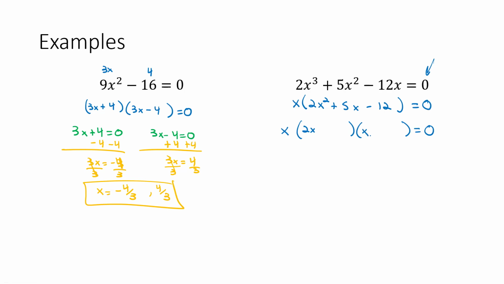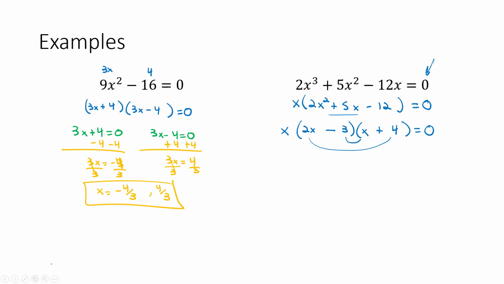12 can be lots of things, maybe 4 and 3. We'll put 3 and 4 because the 4 can't be paired with the 2. That would give it a GCF, and we can't have GCFs. If the 4 is positive and the 3 is negative, on the outside, you'll see 8 minus 3 is positive 5. That works in the middle. We have factored our polynomial.